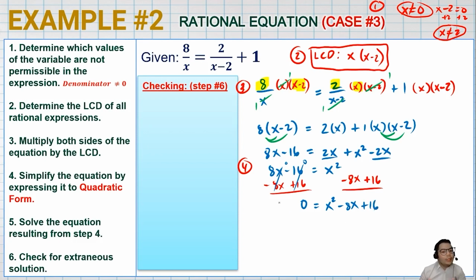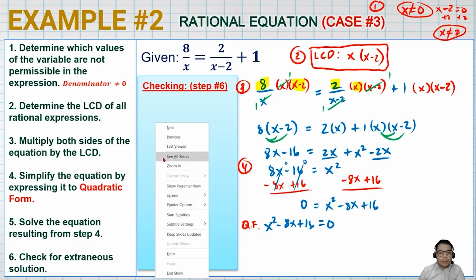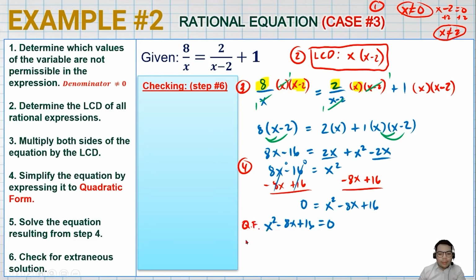And para mas maganda itsura, reflexive property of equality. So, pwede natin isulat daw na magkabaligtad. So, pwede natin isulat siya as x squared minus 8x plus 16 is equal to 0. So, that's step number 4 because this is already our quadratic form. So, since it's already in the quadratic form, you can just do step number 5, wherein we will solve this quadratic equation.